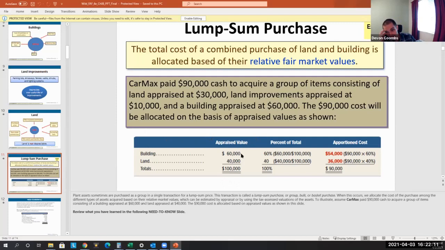So that $60,000 divided by the $100,000 of the appraised fair market value is the 60%. That's 60 divided by 100. And then we take that 60% times the $90,000 of cash we paid in order to allocate the $54,000 of cash to the building. Then that $54,000 would be depreciable, and the land of $36,000 would not be depreciable.